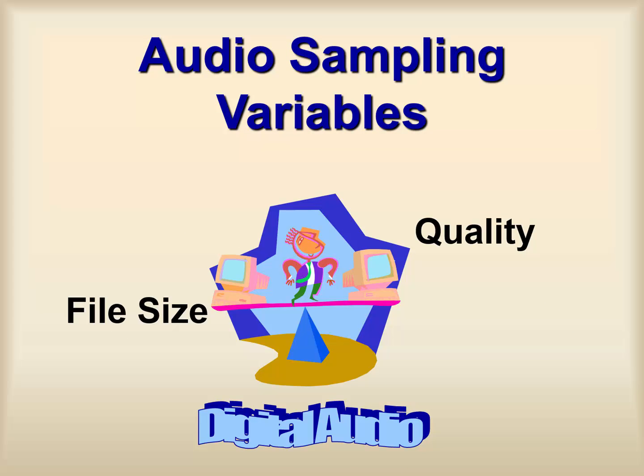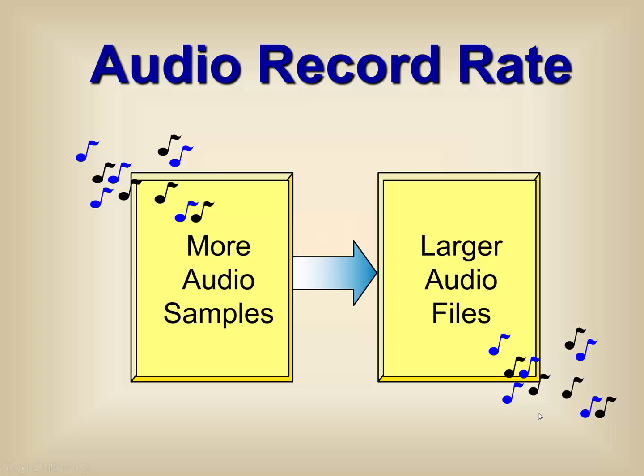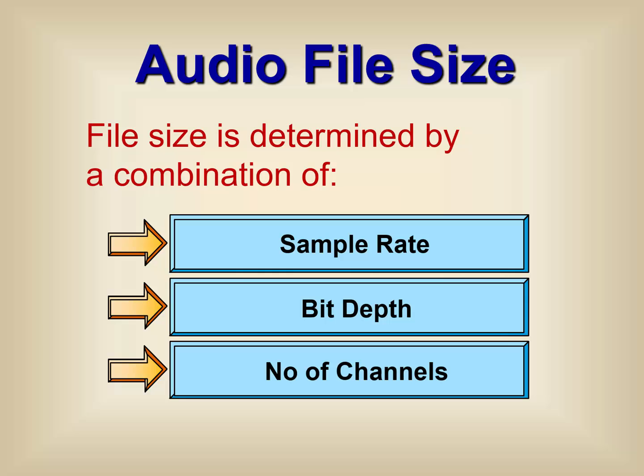So the big trade-off here is simply file size and quality. The better the quality, the greater the file size, and vice versa. These are the actual variables. So your recording settings, you have the sample rate and the bit depth and the number of channels. That will determine the sound quality, and that in turn will determine the file size. So the more audio samples you take, the larger the audio file will be. So the size is determined by this combination of variables.